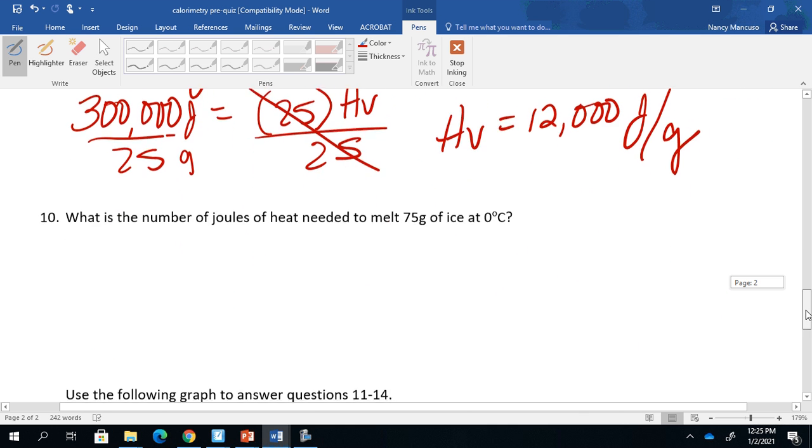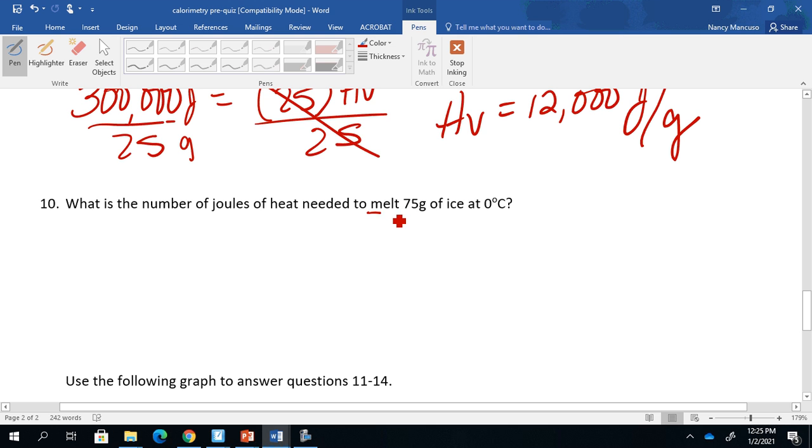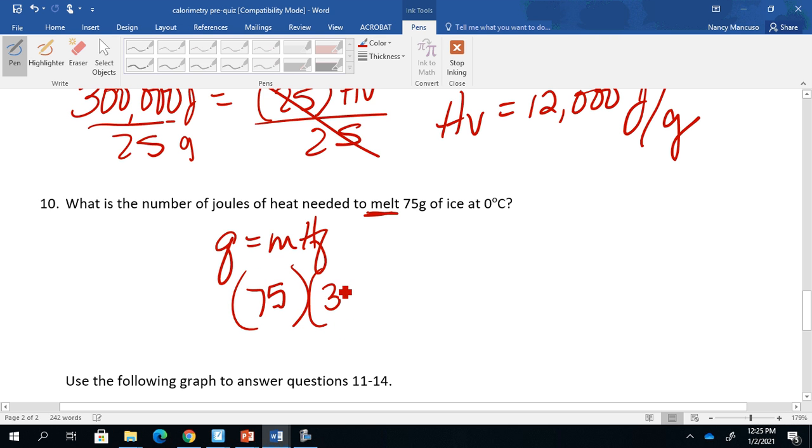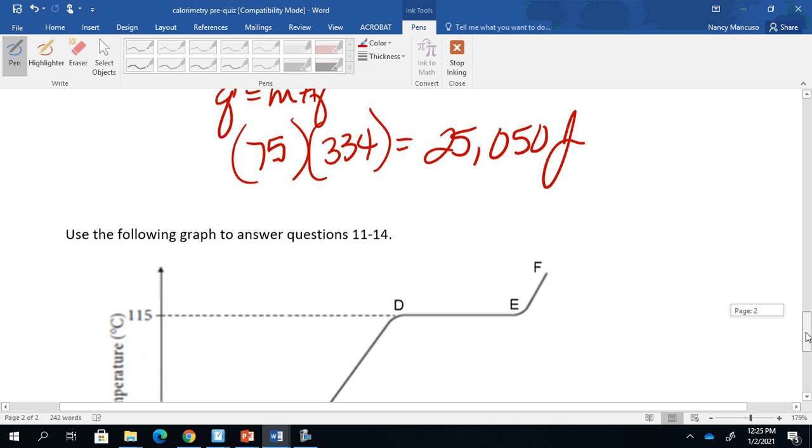All right, next problem. What's the number of joules of heat needed to melt? Okay, if I'm melting, Q equals MHF because fusion is melting, freezing or melting is fusion. And I have 75 grams. My heat of fusion for water is 334. So I'm multiplying 75 times 334, and I get 25,050 joules. Okay, that looks like the end of our calculation problems.